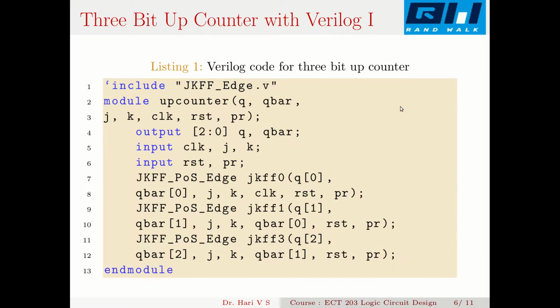Now we can implement this in Verilog. We can have a 3-bit up counter with Verilog. Here I include the device JK edge. This is a positive edge triggered JK flip-flop. We have seen its development earlier when we discussed the flip-flops. Now I start a module called up counter, ending with endmodule. The outputs Q and Q bar are 3-bit wires, 0 to 2. Inputs are clock, J and K, and reset and preset, clear and preset. Otherwise I will show you the code here.